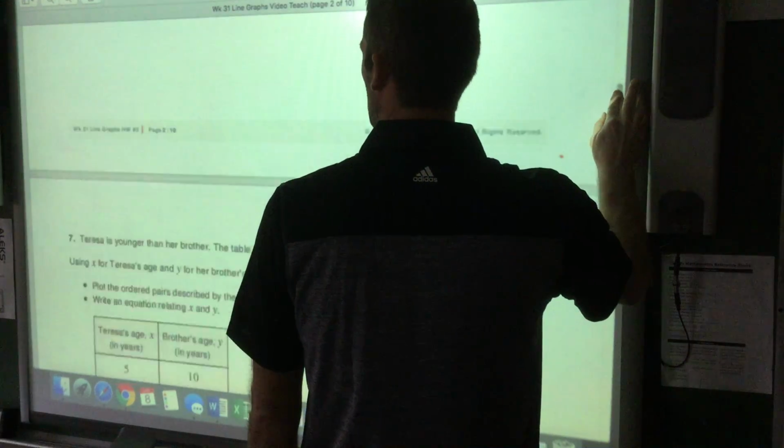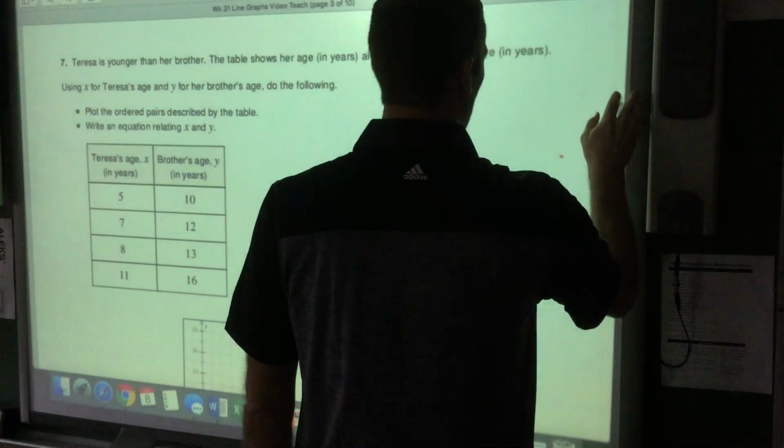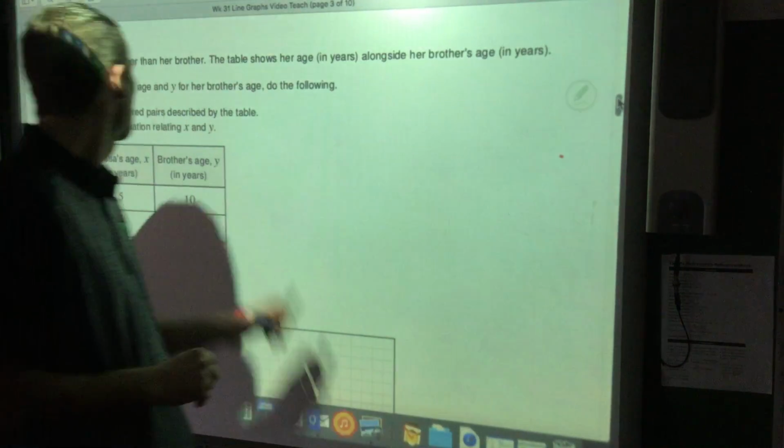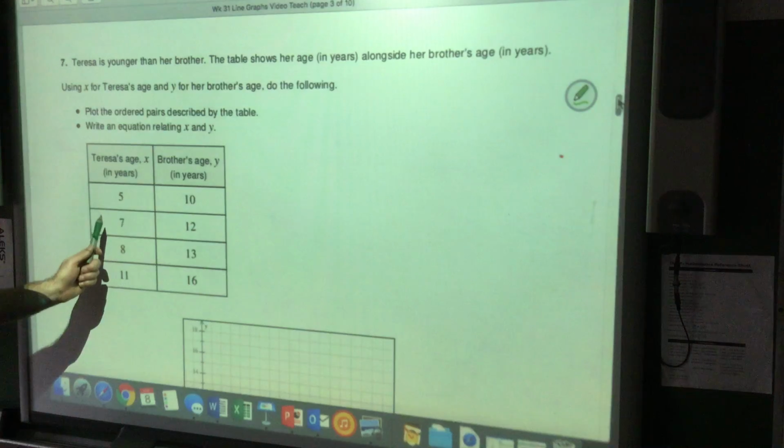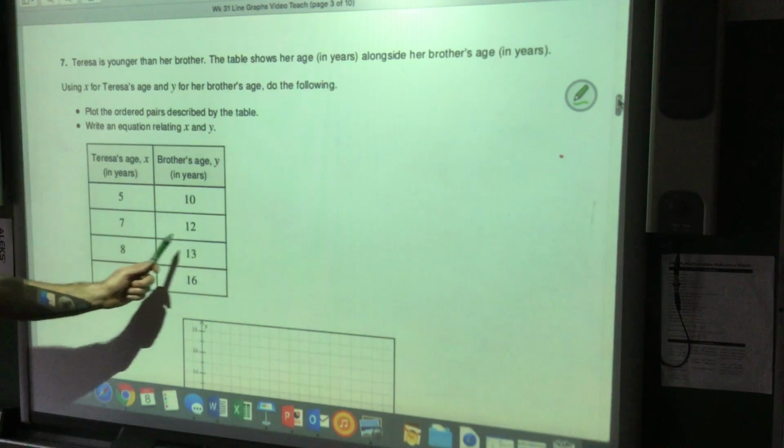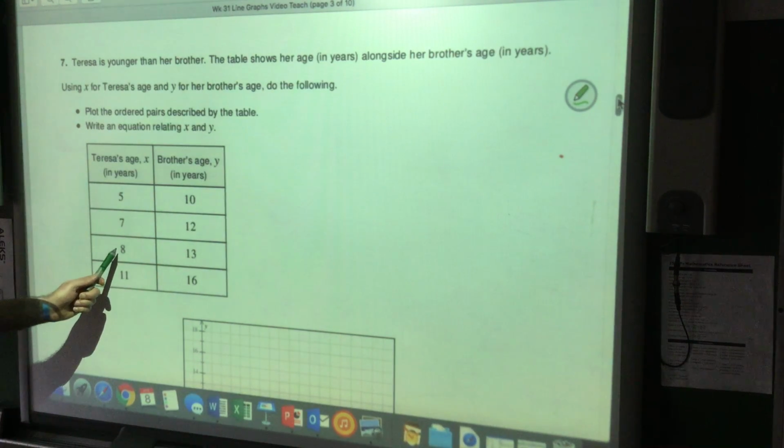This is a week where I really recommend T-charts. Your homework, I'm gonna wanna see a lot of T-charts. Teresa's younger than her brother. The table shows her age in years alongside her brother's age. Using X for Teresa's age and Y for her brother's age, do the following. Plot the ordered pair, then write an equation.